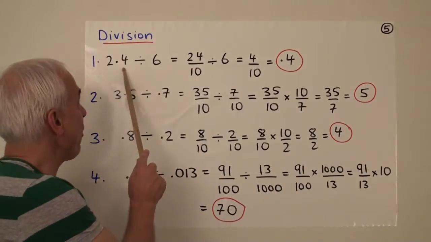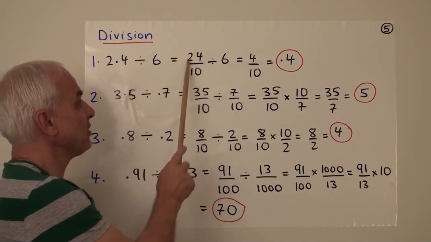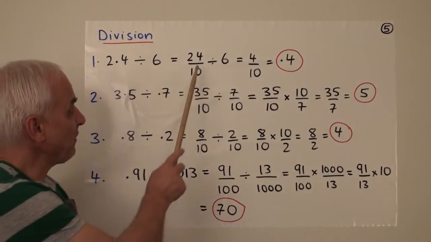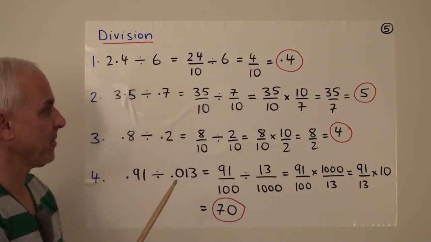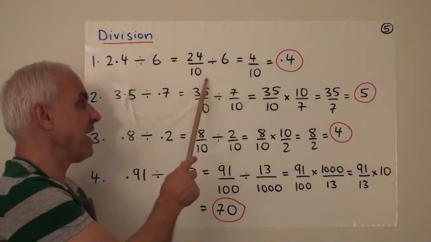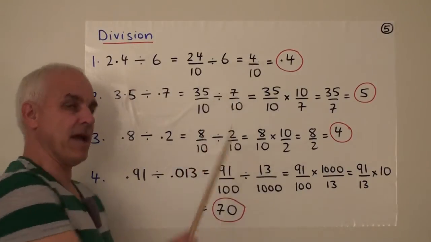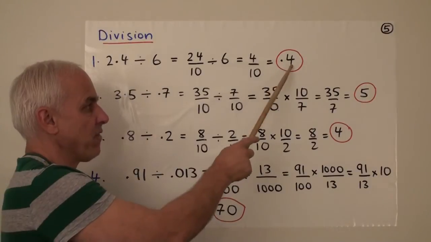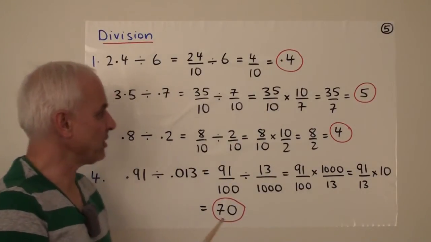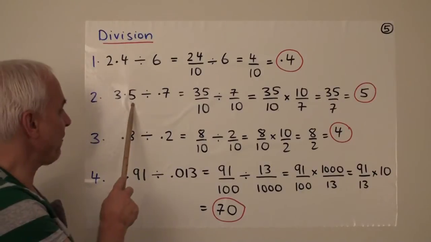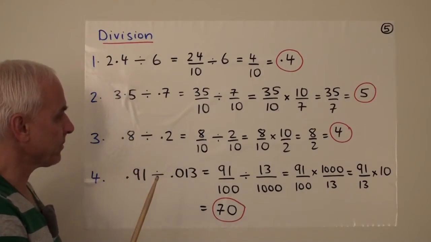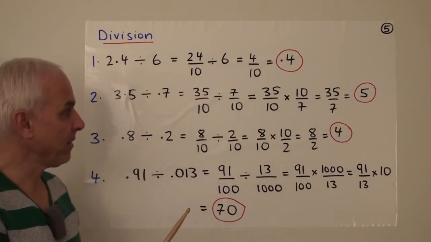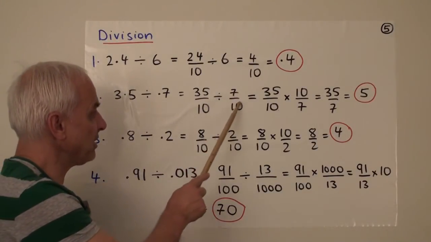Okay, so 2.4, if we convert that to a fraction, it's 24 over 10. 24 over 10 divided by 6. Well, in this case, 24 tenths divided by 6 is going to be 4 tenths. And 4 tenths is 0.4. All right, that wasn't too hard. How about 3.5 divided by 0.7? 3.5 is 35 divided by 10. 0.7 is 7 divided by 10.